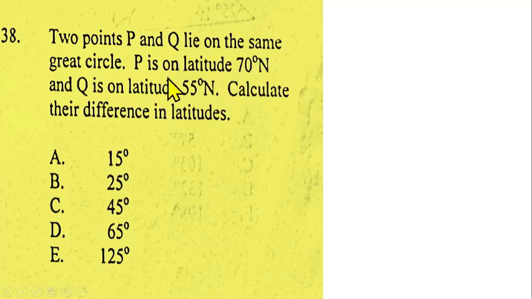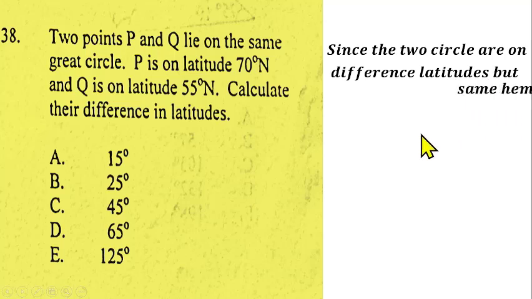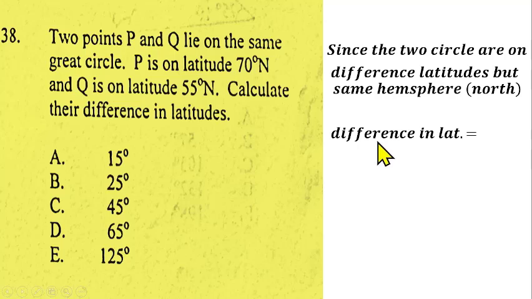So to get the angular difference between them, or the difference in latitude, you need to subtract their latitudes. Since the two points are on different latitudes but the same hemisphere, which is north, the difference in latitude will be 70 minus 55, and that should give us 15 degrees, which is option A.